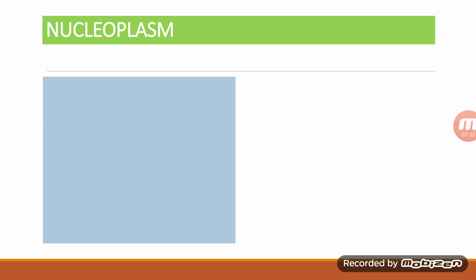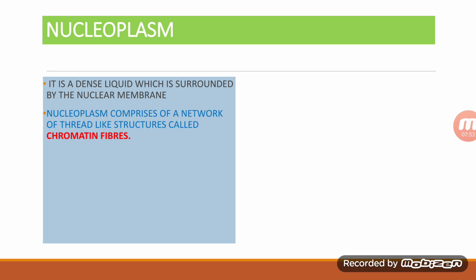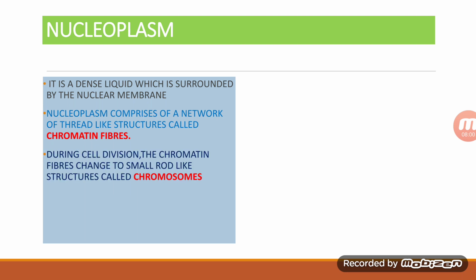Coming to nucleoplasm, it is a dense liquid which is surrounded by the nuclear membrane. So the liquid that is present inside the nucleus is called nucleoplasm, and it is kept in position by the outer covering of the nucleus called the nuclear membrane. Nucleoplasm consists of thread-like structures called chromatin fibers, and when the cell divides, these thread-like structures change into rod-like structures called chromosomes.